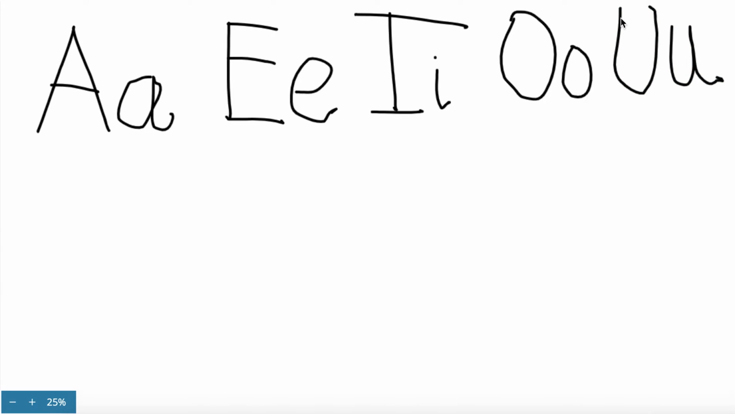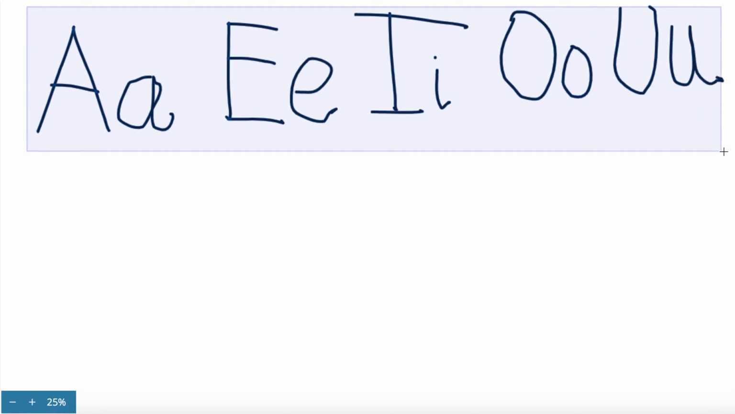And for U, here we have it, upper and lowercase. The long sound is U, and the short sound is U. So we have them over here. Now let's see in which cases these letters make the long sound or the short sound. They are vowels, but they are letters as well. So let's erase this for a bit.